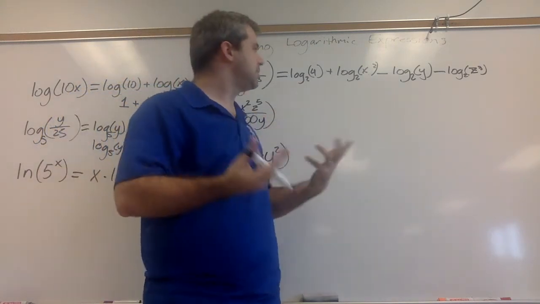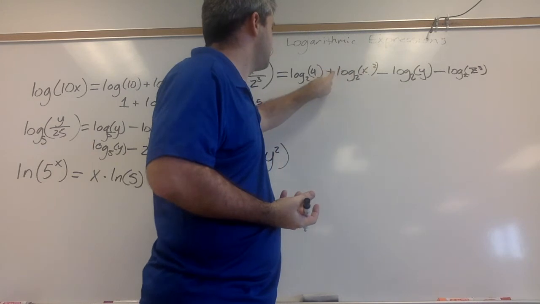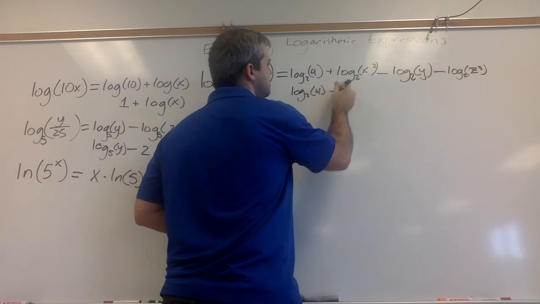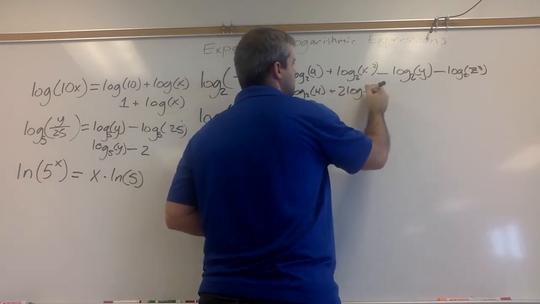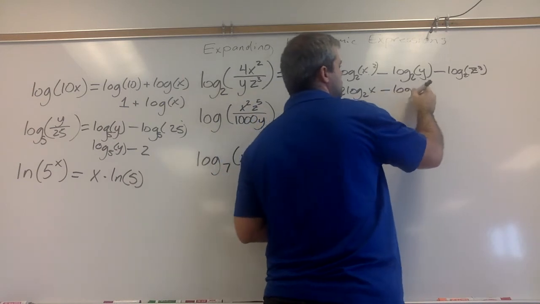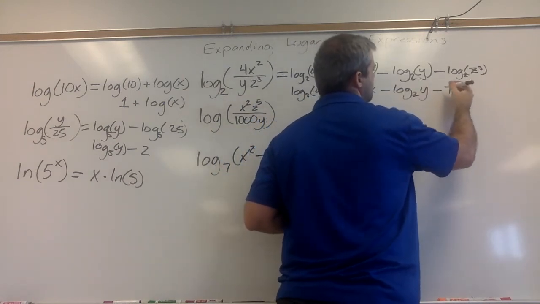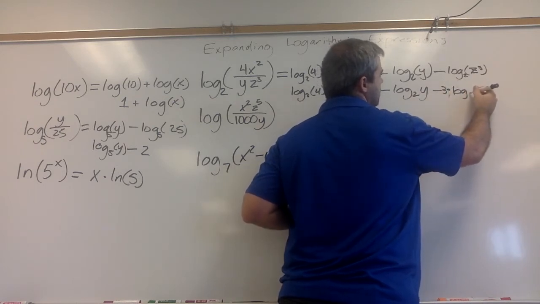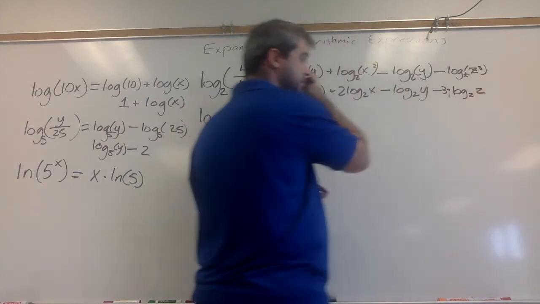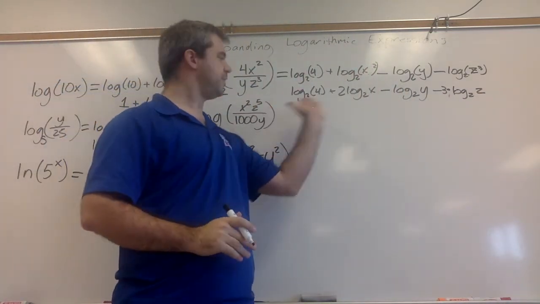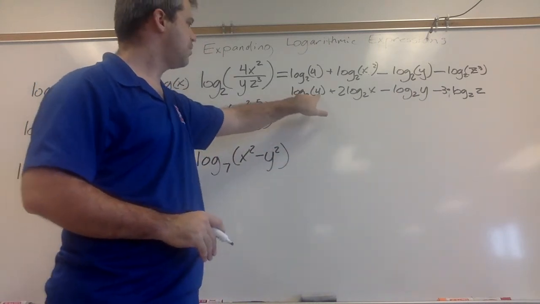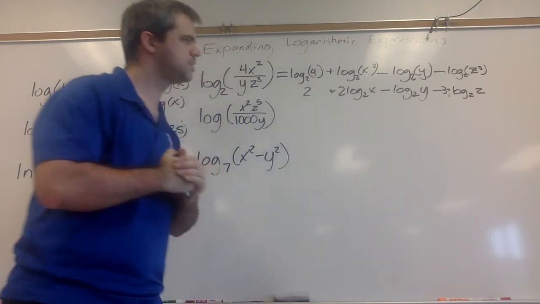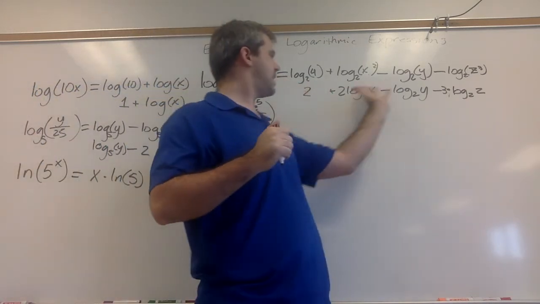Okay, now that's not completely done. We've got these exponents here that can be moved to the outside. So this stays the same. Three times log base 2 of z. All right, so that's pretty much fully expanded. The only thing is 4 is 2 squared. So the exponent here would be 2. So we could rewrite it like that. So this is the fully expanded form.